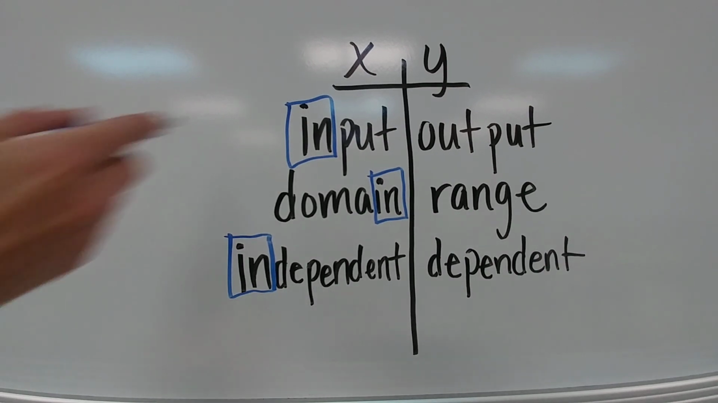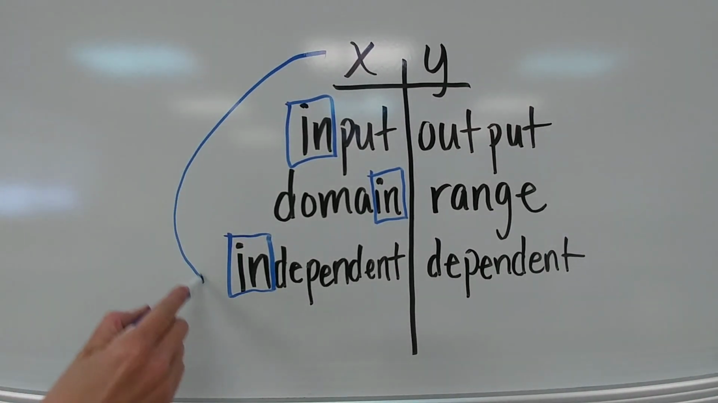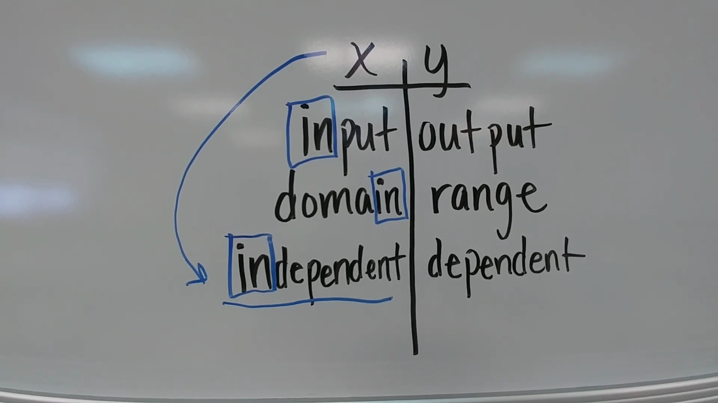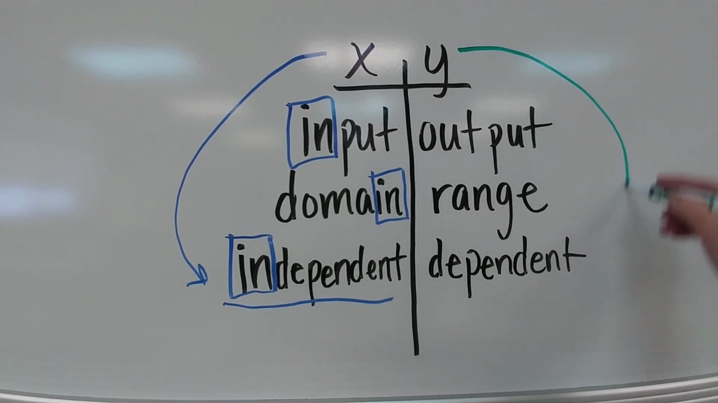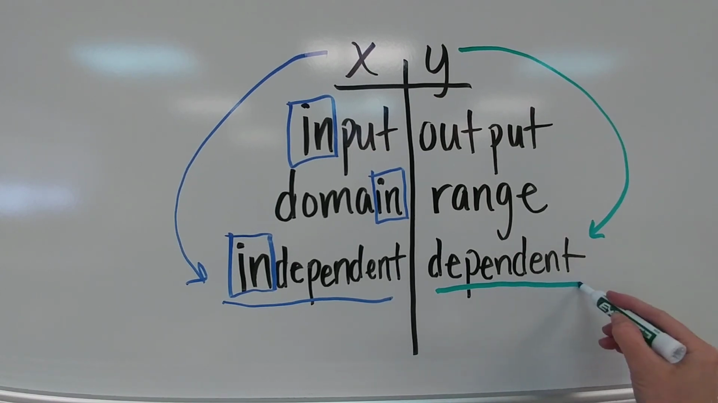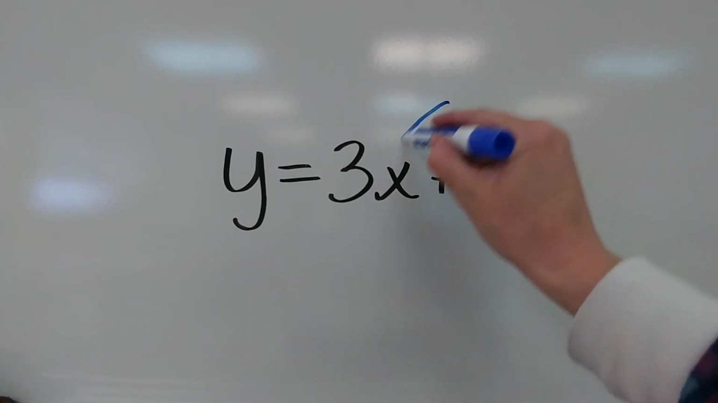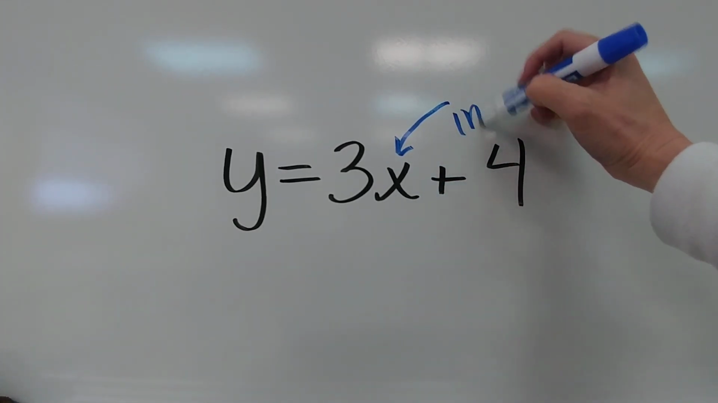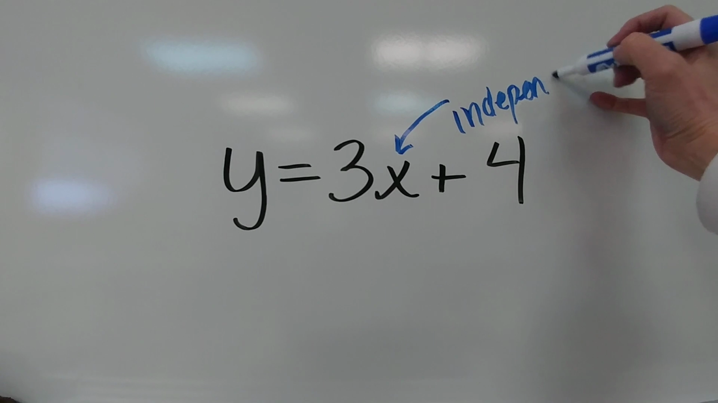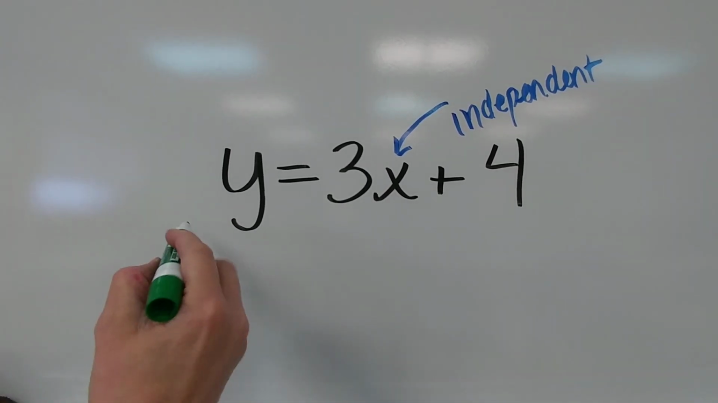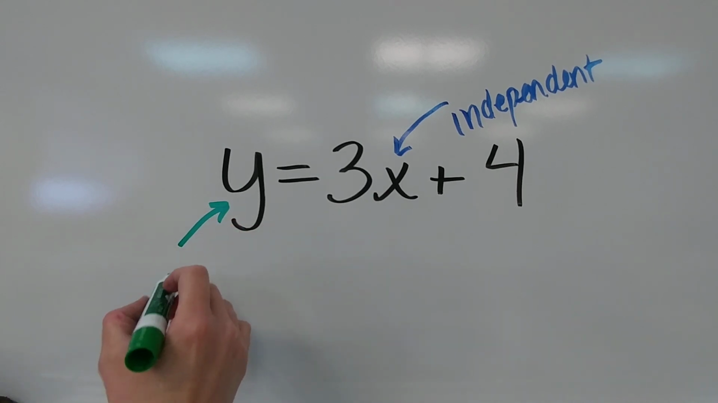We learned that the x represented the independent variable, and the y represented the dependent variable. So in the case of this linear function, the x is the independent variable, and the y is the dependent.